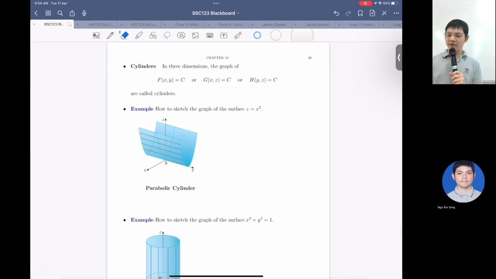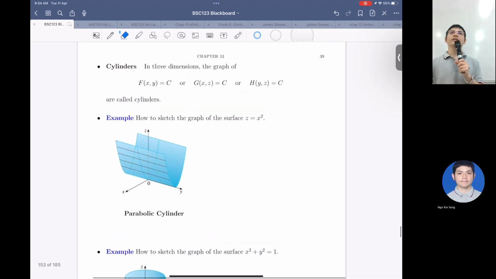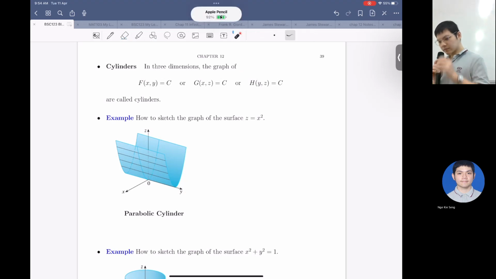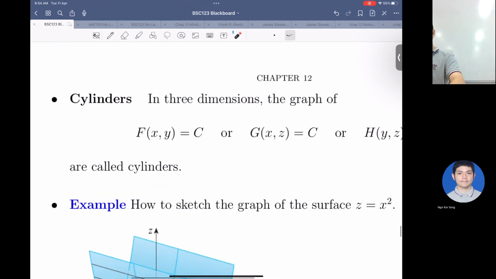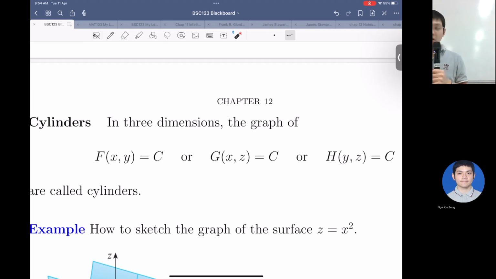Okay, so this is the part I talked about. We want to do a 3D version of parabola, hyperbola, and then what else? Ellipse. Okay, so we are doing the 3D version now. In 3 dimensions, if you have a graph that relates two of x, y, z, either x, y, or x, z, or y, z, to a constant, they are all cylinders.